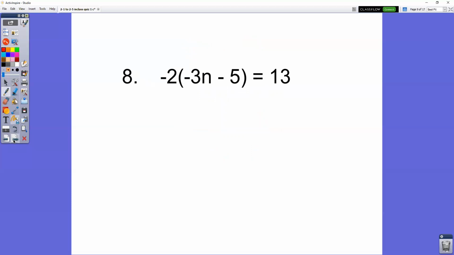Moving on to distributive property. All right, with the distributive property, remember you want to take the number outside the parentheses and multiply it by both of the numbers inside the parentheses. Be very careful. Remember, you need to look at the sign that's in front of that number. So this is really negative 2 times negative 3n and negative 2 times negative 5. Please remember that a negative times a negative is a positive. Go ahead and do question number 8, please.